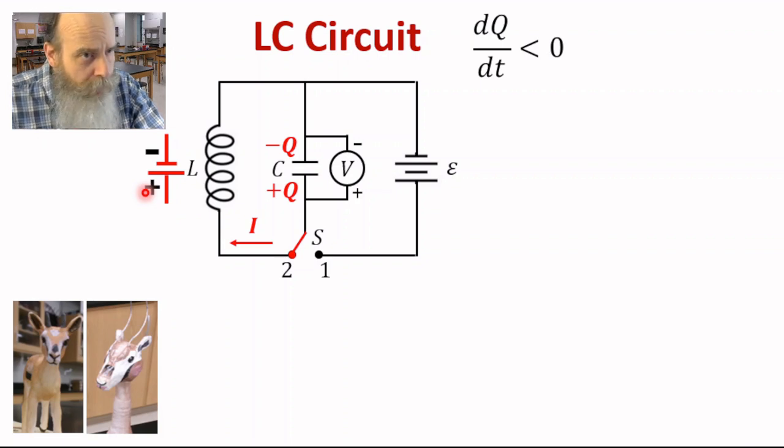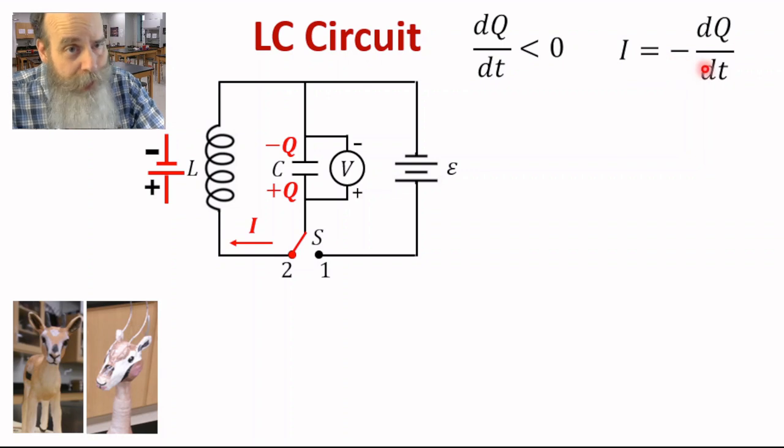It is important to realize that dq/dt is less than 0 because the capacitor is losing charge. Also, this current is a positive number. So when we write the current expression, we should write it as negative dq/dt. So negative times a negative is a positive. So writing I as negative dq/dt will ensure that we have a positive value of the current, as shown here.